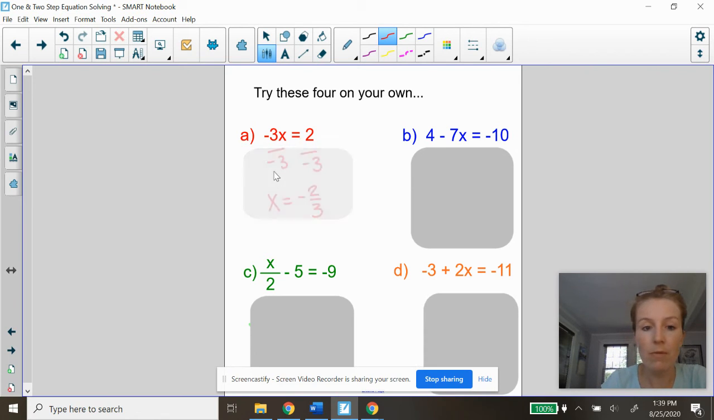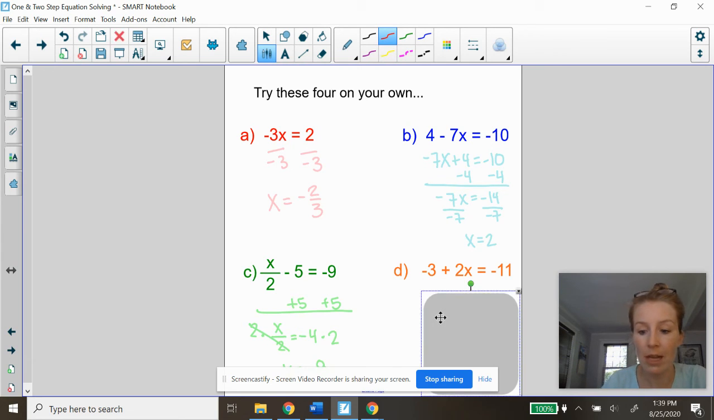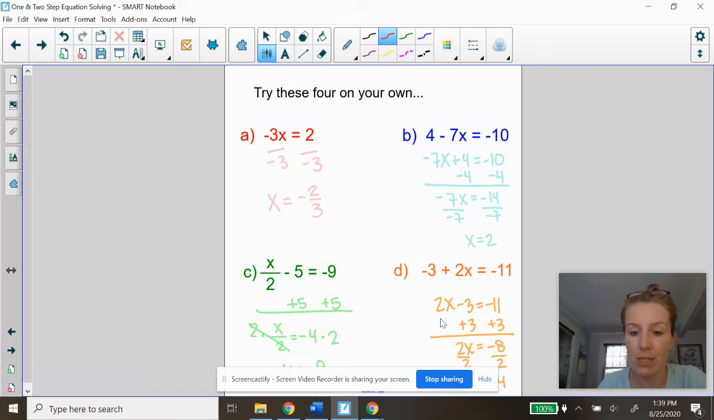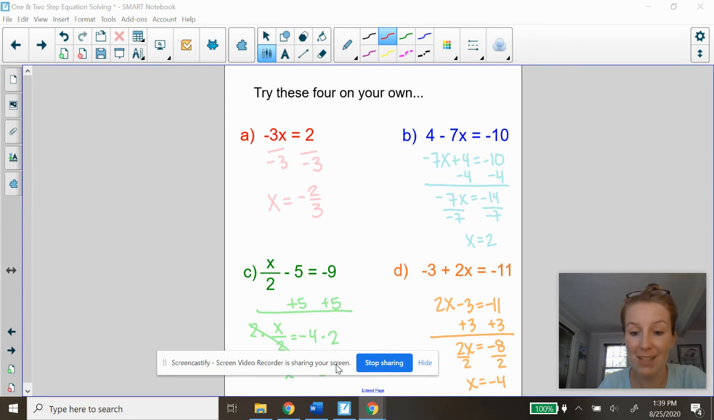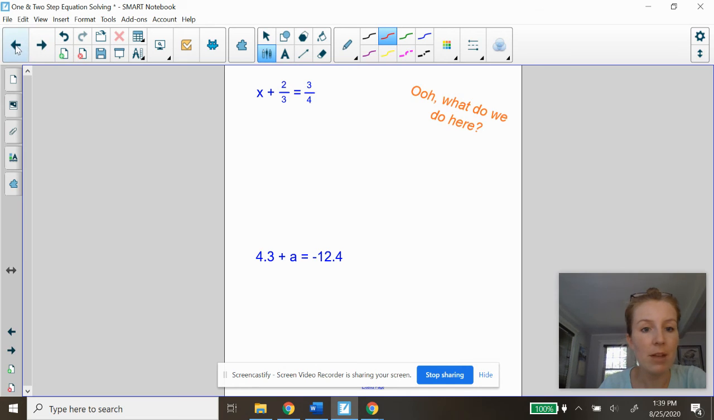All right, hopefully A felt easy. That was actually a one-stepper. B, perhaps you thought about rearranging it to be negative 7x plus 4 equals negative 10. C, remember we're dealing with addition to undo my subtraction and then multiplication to undo my division. And D, perhaps you also thought about rearranging that one. Your answer should be x equals negative 4. All right, moving on.